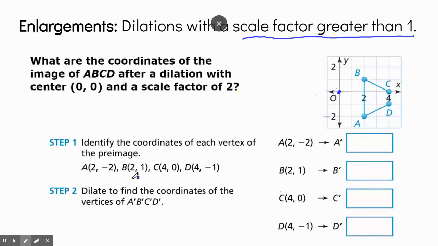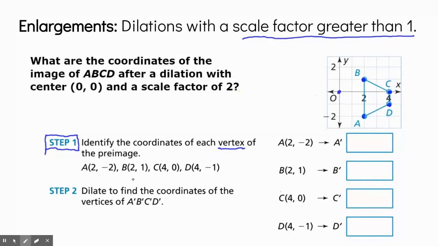So the first step, we're always going to go through steps. This may not always be given to you. So your first step is always to identify the coordinates of each vertex of the pre-image. So A is at 2, negative 2. B is at 2, 1. C is at 4, 0. And D is at 4, negative 1. So we have a trapezoid there.